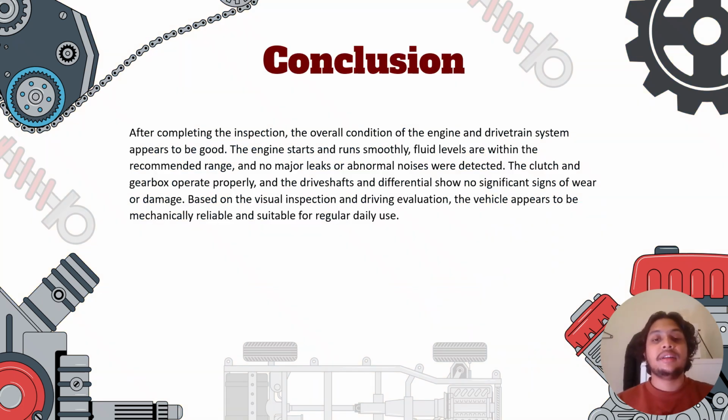We are finally at the conclusion. If someone wants to buy a car, they must use these particular things to know that the car is okay. After completing the inspection, the overall condition of the engine and driven system appears to be good. The engine starts and runs smoothly, fluid levels are within the recommended range, and no major leakage or abnormal noise was detected. The clutch and gearbox operate properly, and the drive shaft and differential show no significant signs of wear or damage. Based on the visual inspection and drive condition, the vehicle appears to be mechanically reliable and suitable for regular daily use.